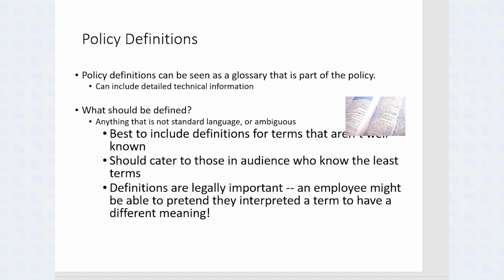You've got to make sure that it depends on the audience. They want to know what you mean by a certain term, and those definitions are legally important. So lawyers will understand this very well, but you've got to make sure that you understand what is meant there and communicate that to the employee.